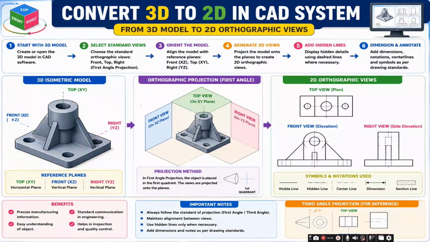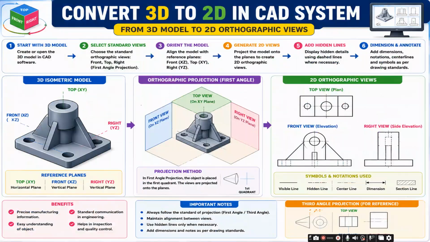The projection method we follow is first angle projection. The object is placed in the first quadrant, and the views are projected onto the planes. From the 2D orthographic views, we get the top view or plan, the elevation, and the right side view. Symbols and notations used are visible line, hidden line, center line, dimension and section line. The benefits of the CAD system are precise manufacturing information, standard communication in engineering, easy understanding of the object, and help in inspection and quality control. Third angle projection is also used, for reference based on the component.